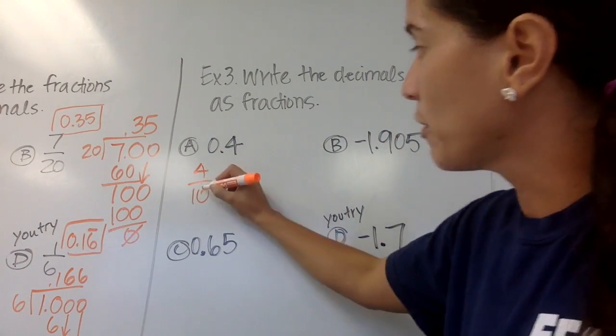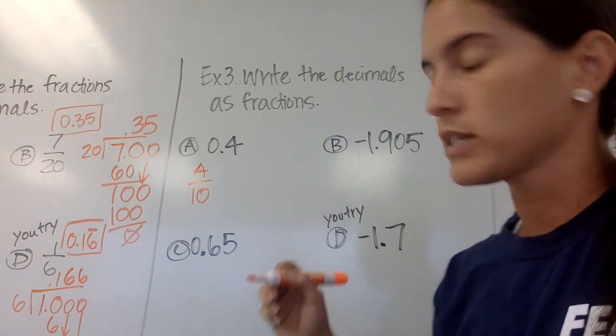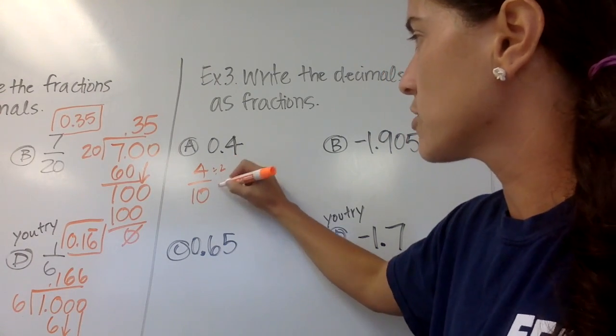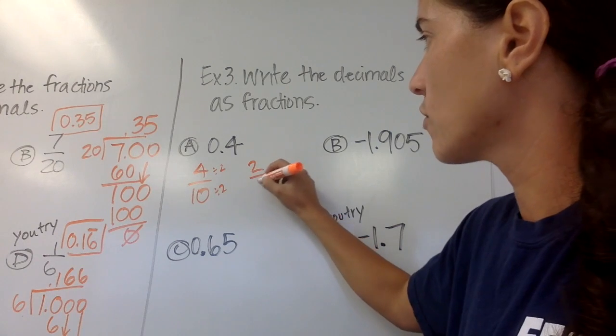And then we want to simplify. So with our fractions, we always want to simplify. Divide by 2, and we get 2 fifths.